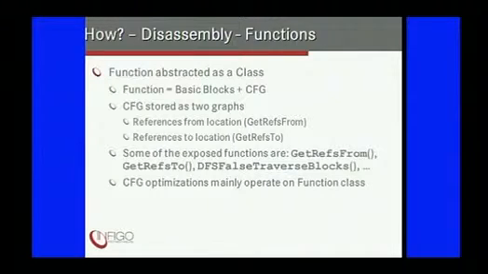So next thing is functions. A function is abstracted as a class. A function contains all the basic block information plus the control flow information. Control flow graph information is important because it enables traversing of control flow, and because when modifying control flow you should keep in mind all references.